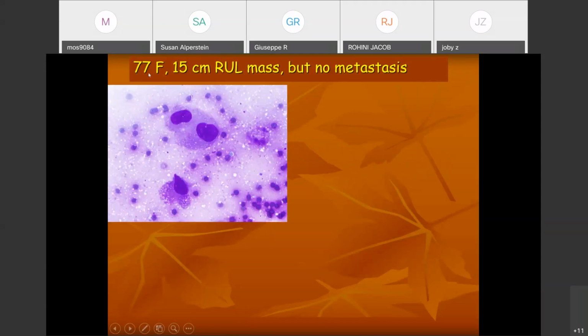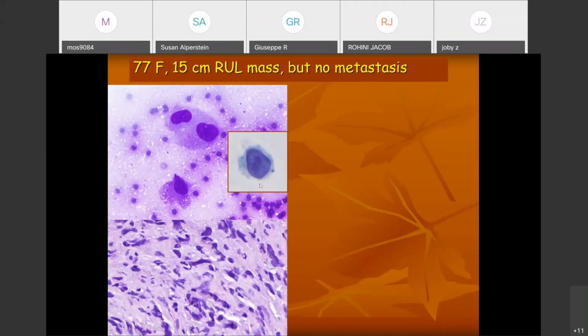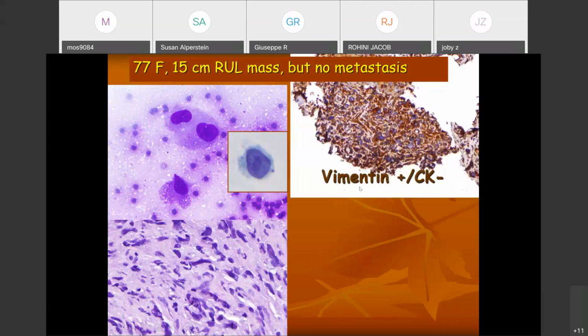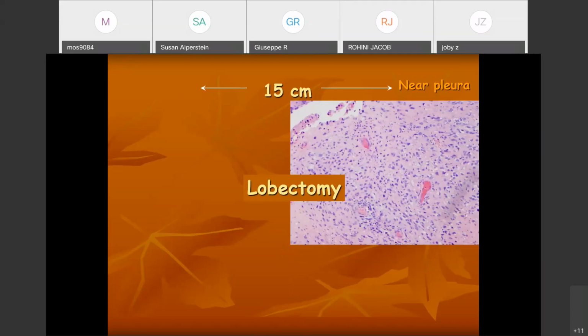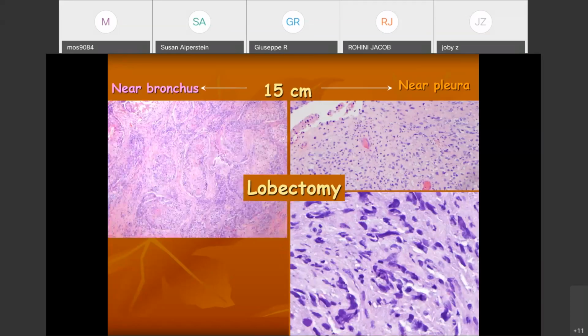70 elderly woman, a huge 15 centimeter long mass. Okay. And I saw the gigantic cells and cell blood. The only thing positive is vimentin. So I just signed out a sarcoma. And then I diligently did tissue follow-up, which was squamous cell carcinoma.